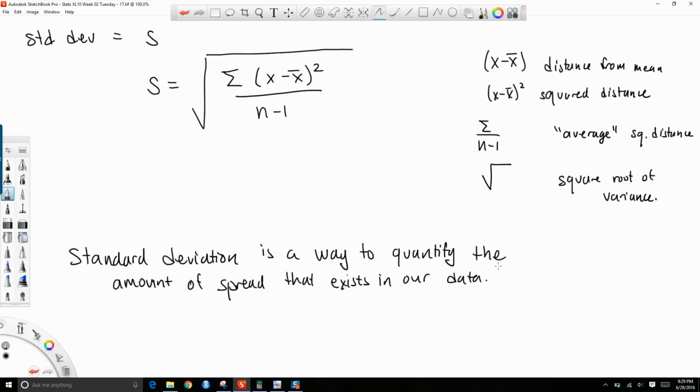And so the standard deviation is just a way to quantify the amount of spread that exists in our data. And the way we calculate that is we take the square root of the variance, and the variance can be thought of as the, quote, average squared distance from the mean, right?